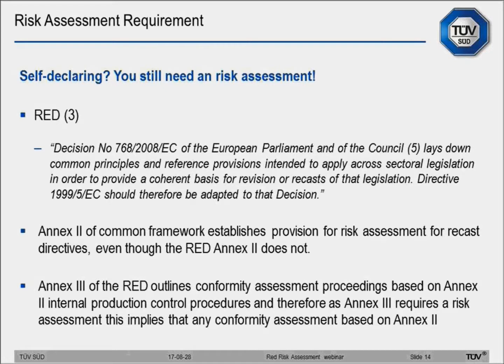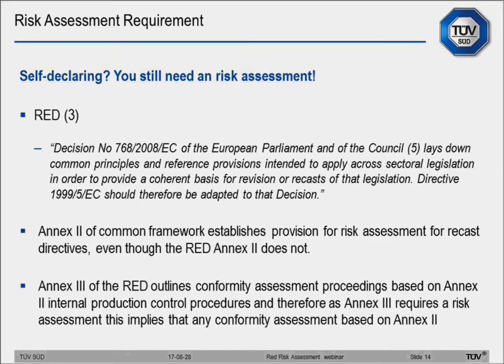Where a product can be self-declared as conforming to the RED under the Annex 2 route, a risk assessment is still required. Annex 2 of the RED does not explicitly specify the provision of a risk assessment, and so this has caused some confusion for those already applying the RED. The RED is a recast of the R&TTE Directive based on new common framework. Within Annex 2 of the common framework, the provision of a risk assessment is much clearer, and so a risk assessment is implicitly required under the RED Annex 2 self-declaration route, even though it does not necessarily include the same text as the common framework.